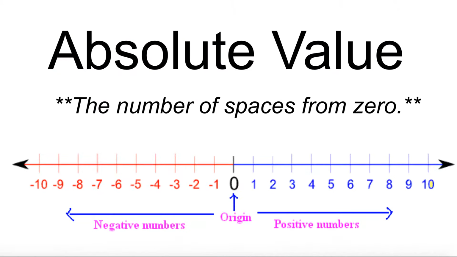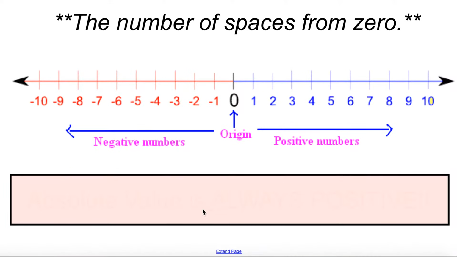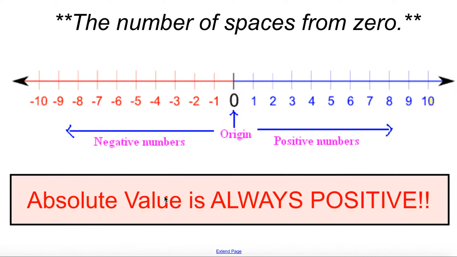Now let's talk about absolute value. Absolute value is different because it is just the number of spaces from 0. So the absolute value is just one number because we're counting how many spaces that number is from 0. Now, when we talk about absolute value, it is always positive, always.